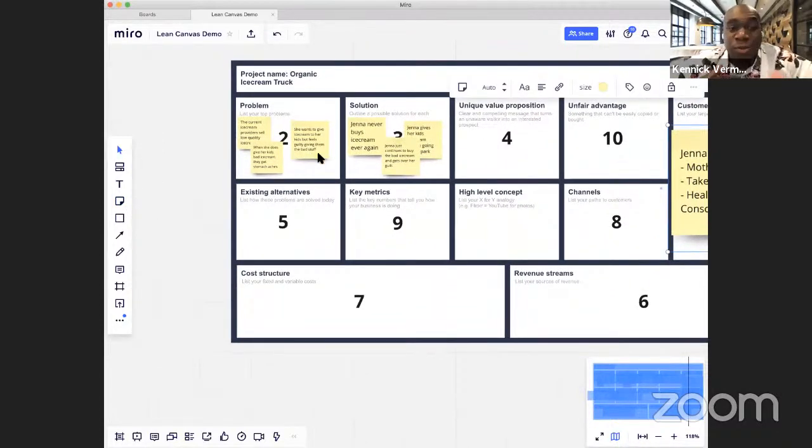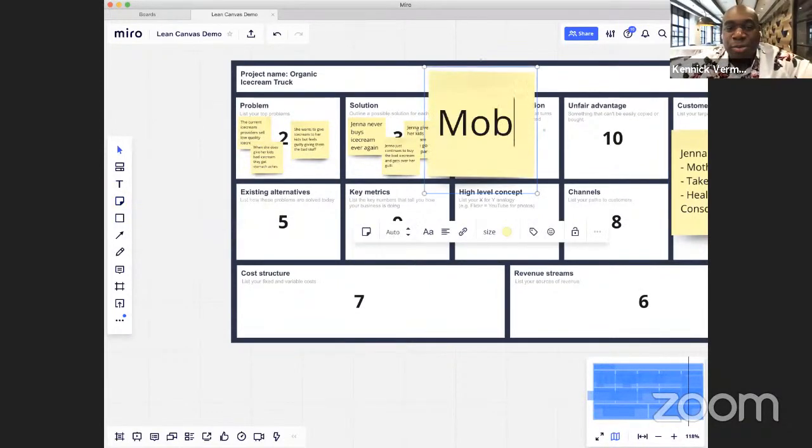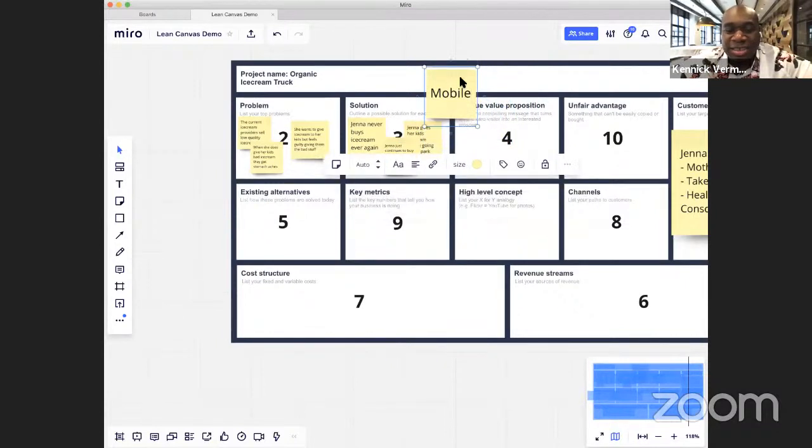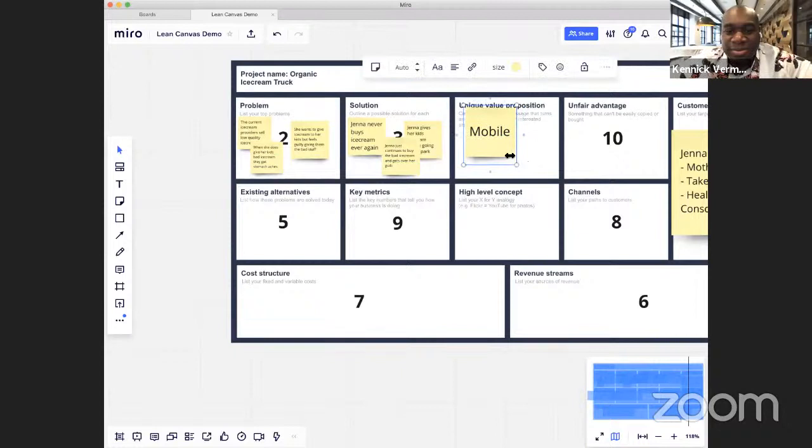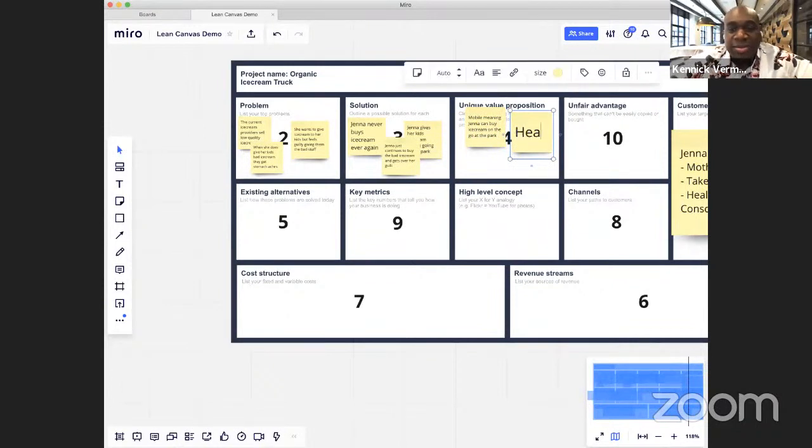Now, unique value proposition for my product, my organic ice cream truck. One, it is mobile. Oh, that's huge. It's mobile, meaning Jenna can buy ice cream on the go at the park. It's healthy. Organic ice cream, healthy. Ice cream without the guilt.